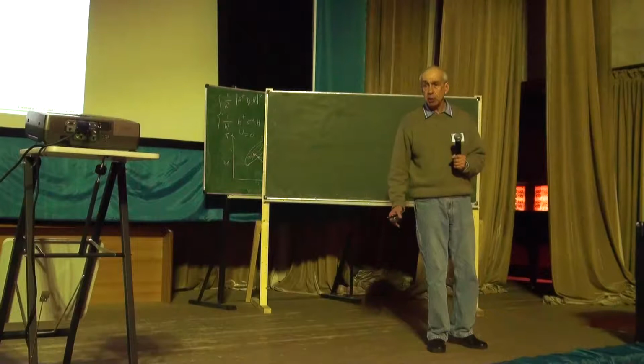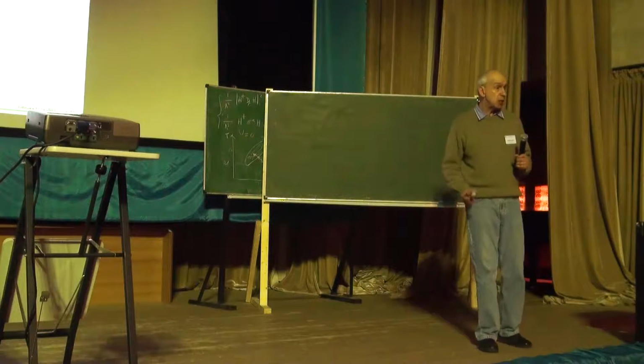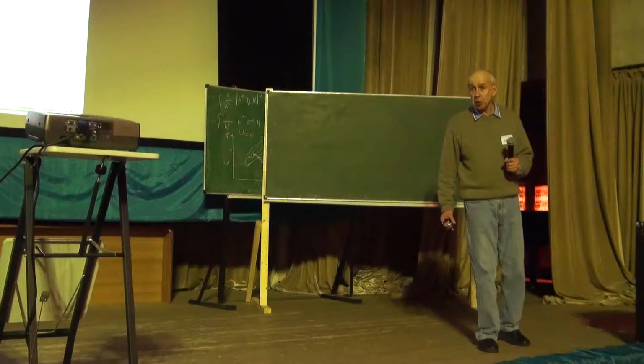It does not mean at all that neutrinos are Dirac particles. We still don't know whether they are Dirac or Majorana. It is very simple, just due to the chiral nature of the weak interaction, that they are left-handed, actually V minus A.